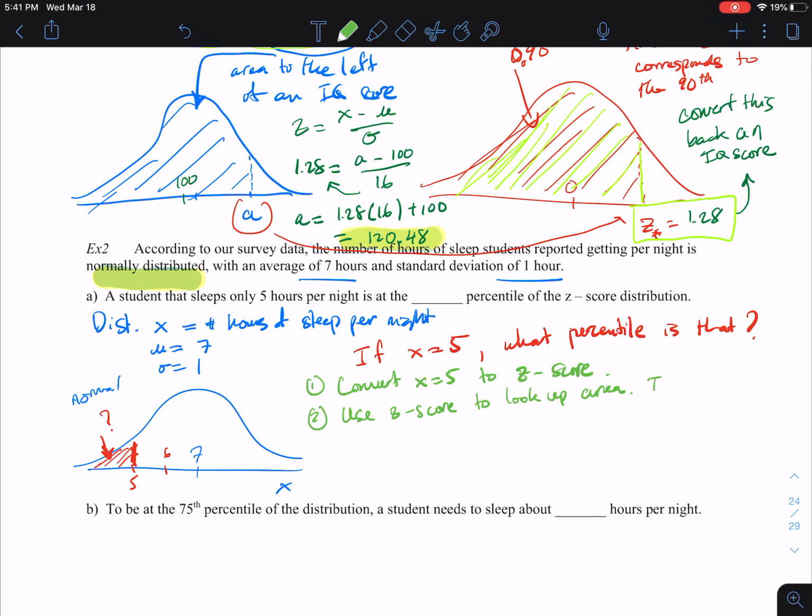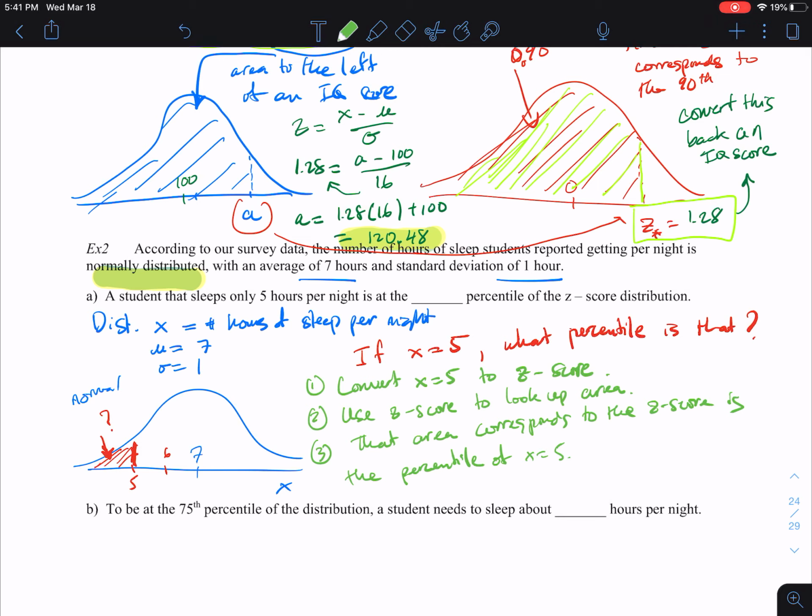Okay. Then we'll say that area corresponds to that z-score. The z-score is the percentile of x equal to 5, or a student that had 5 hours of sleep per night.